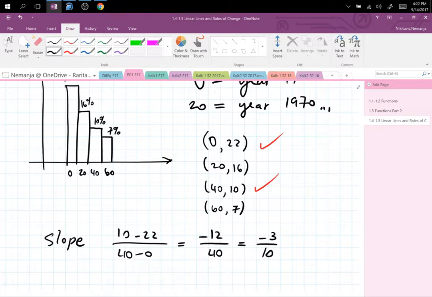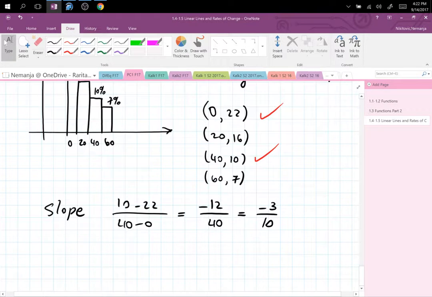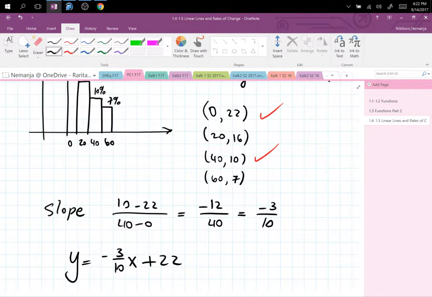Well, now you can find the line after that, because you have your 22, which is the y-intercept, because x is 0, right? As soon as your point is 0, comma, then that number must be b, and that's the y-intercept right away. So there you go.